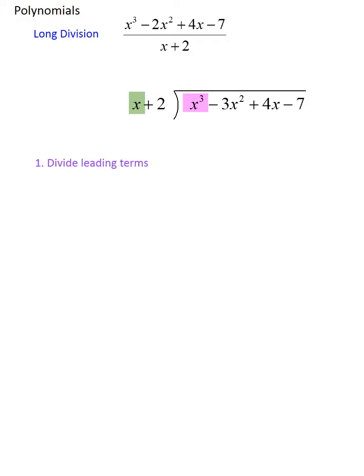Step 1, divide the leading terms. The only thing that could go in the green box is x squared, so now green times green is pink. Step 2, multiply. Notice the blue boxes. Step 3, change signs. This is basically our subtraction step. And step 4, combine like terms.